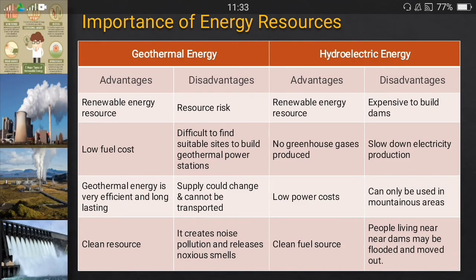We have the importance of energy resources. We have geothermal energy and hydroelectric energy. So as to geothermal energy, we have the advantages and disadvantages. Some of the advantages are: renewable energy resource. It means overall, geothermal energy is a sustainable resource. Low fuel cost. It means it saves 80% cost over fossil fuels and no fuel is needed.